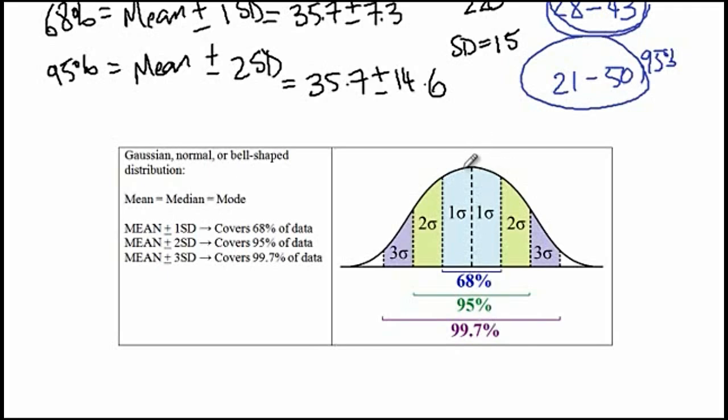So let me ask you a question here. Let's say, for argument's sake, that the average for USMLE Step 1 is 220 and the standard deviation is equal to 15. The question that I have is, what percentage of students will get a score higher than 250?